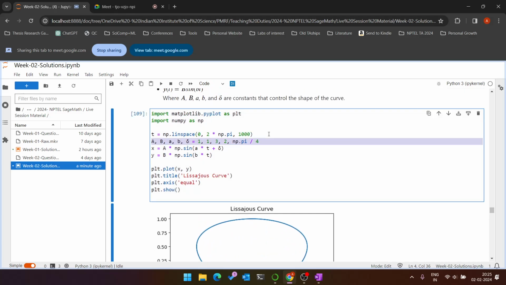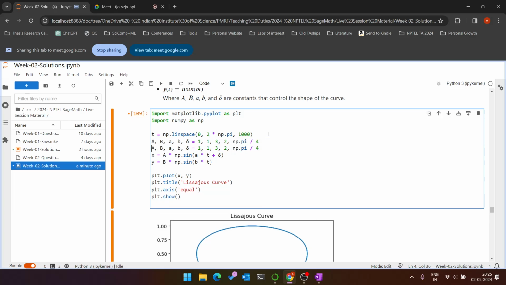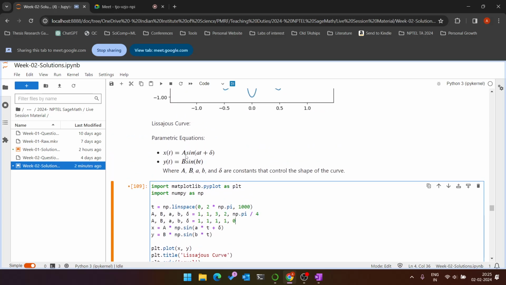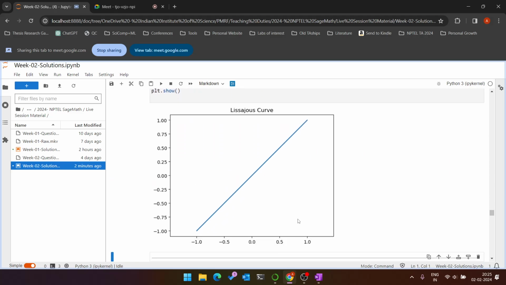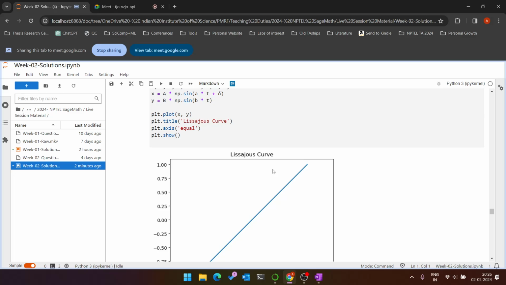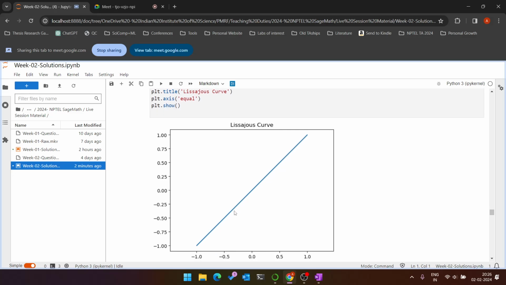If I play around with the values a bit, suppose I look at a simpler case where small a and small b are equal and there is no phase difference. What do you expect? We expect both x of t and y of t to be the same, going from -1 to 1. So the two functions are basically the same, and you get only a straight line passing through the origin, which has slope equal to 1.